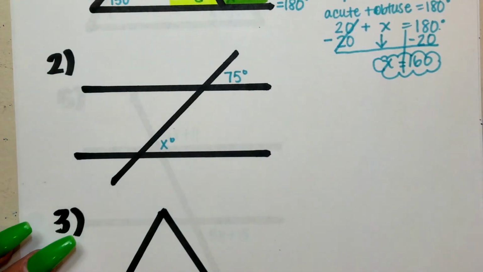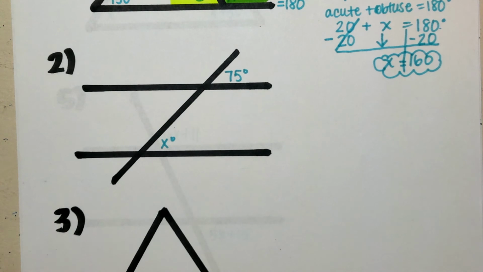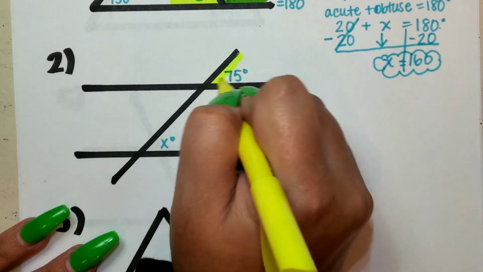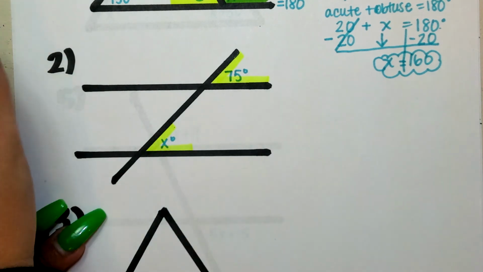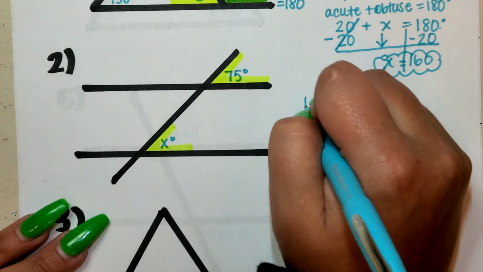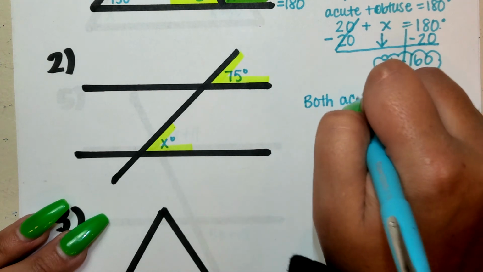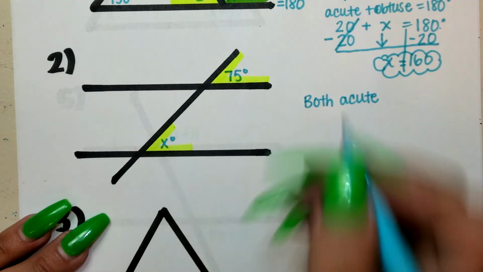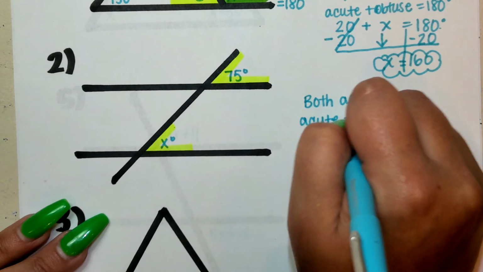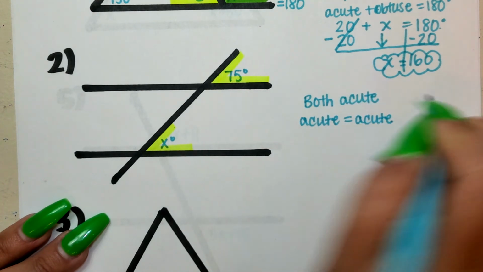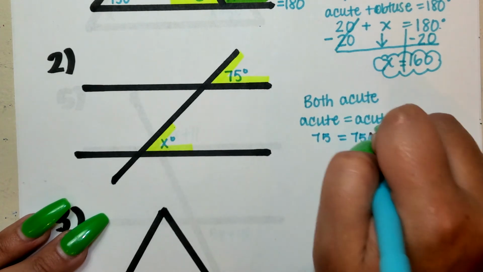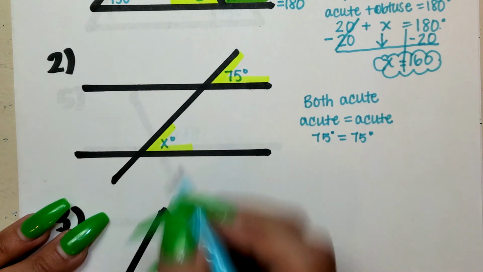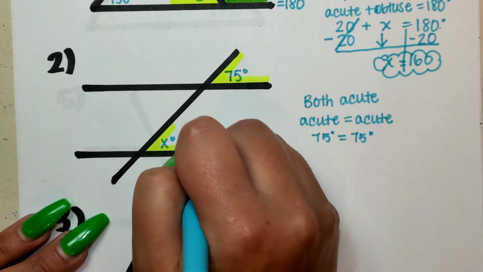Number two is a transversal. So first we need to figure out what type of angles we have. This first one here is acute. My other angle of x is also acute. So I have both acute angles. That means that acute equals acute. So if one angle is 75, I know that all of my acute angles are 75. So x is going to equal 75.